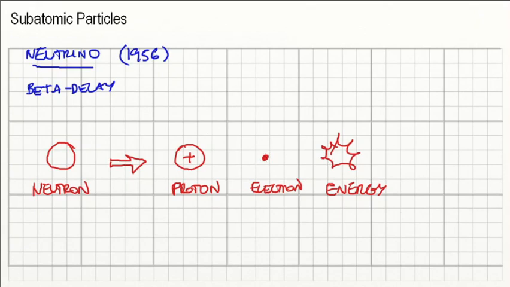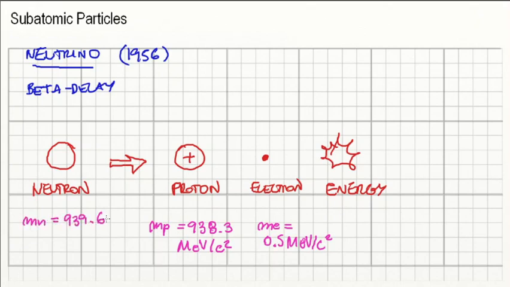Now, we actually know the masses of some of those particles here. The mass of the proton is known and it's given in your booklet. And you know that it's 938.3 mega electron volts per c squared. We also know the mass of the electron, which should be 0.5 mega electron volts per c squared. Also, we know the mass of the neutron. So the mass of the neutron is 939.6 mega electron volts per c squared.